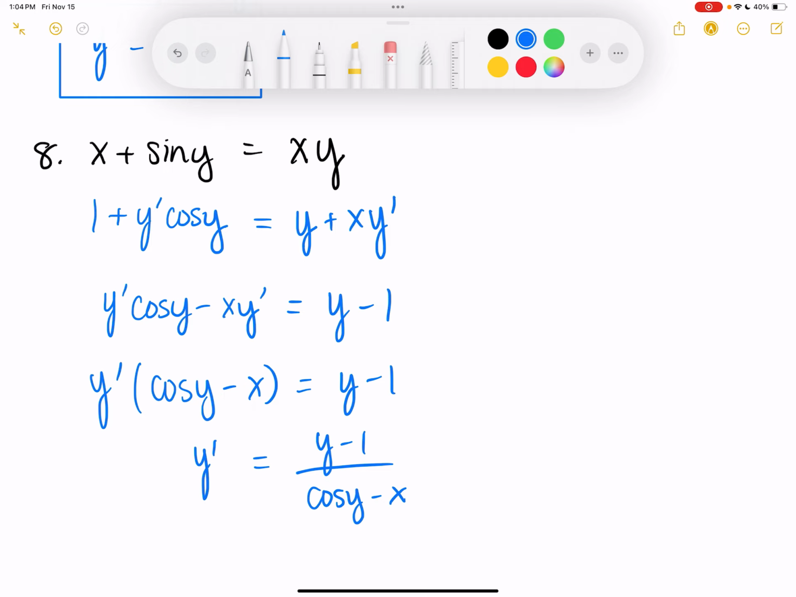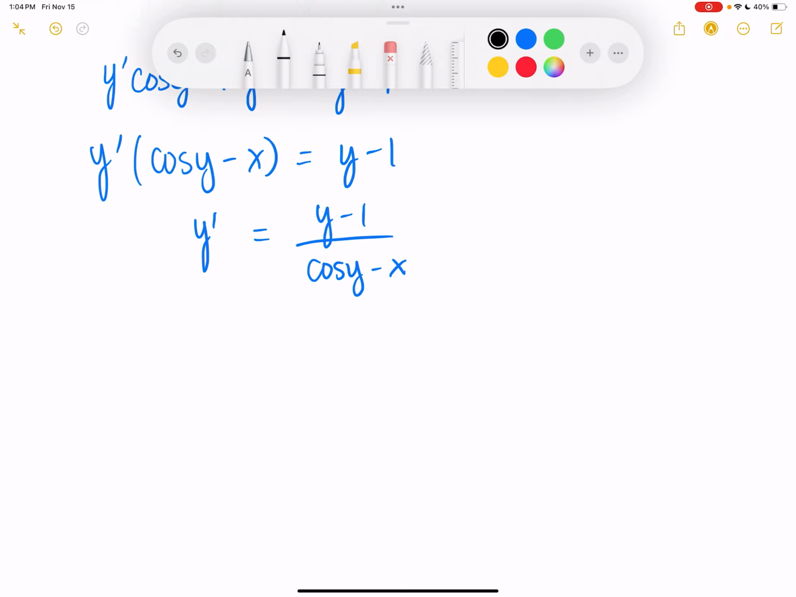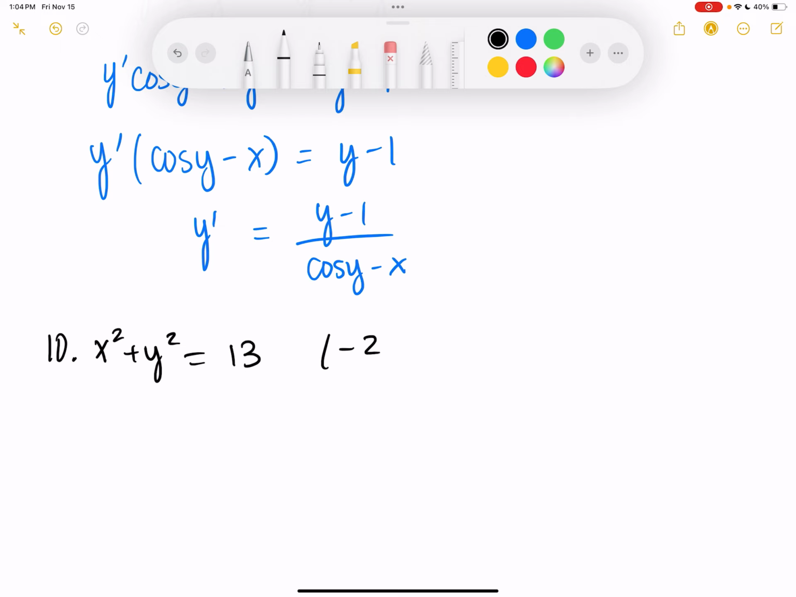All right, find dy/dx and find the slope of the curve at the indicated point. So 10, I've got x squared plus y squared equals 13. And the point that they give me is negative, nope, I lied. It's equal to 9. I'm reading the wrong problem. x squared plus y squared equals 9, and then the point is (0, 3).